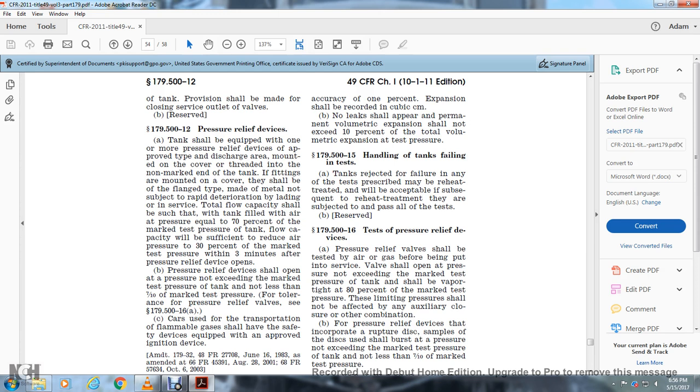Pressure relief devices shall be opened when the pressure is not exceeding the maximum of the marked test pressure for the tank, not less than 7/10 of the marked test pressure of the tank. Tolerance for pressure relief device.